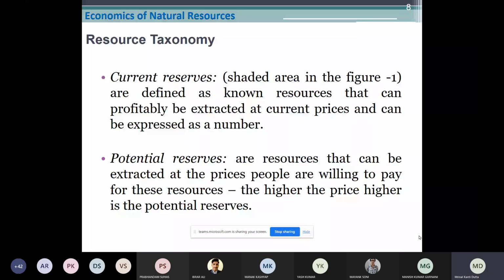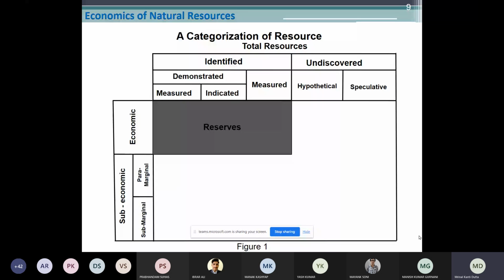So this shows different terms being used: identified, undiscovered, demonstrated, measured, indicated, hypothetical, speculative, then economic, sub-economic. And then you have another two categories: submarginal, paramarginal. So these are the categorization of different natural resources.